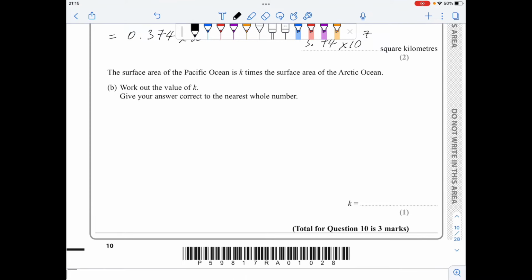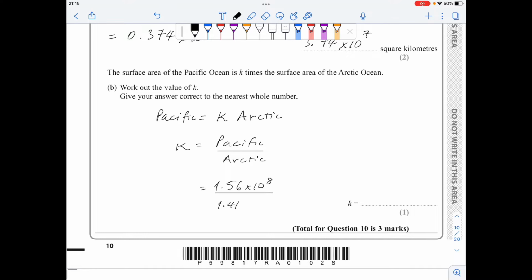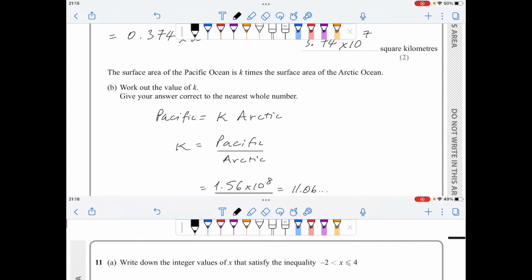For part B, I've got Pacific is equal to K times the Arctic. So K is equal to the area of the Pacific over the area of the Arctic. So 1.56 times 10 to the 8 divided by 1.41 times 10 to the 7. This is 11.06 and so on. So K is equal to 11 to the nearest whole number.